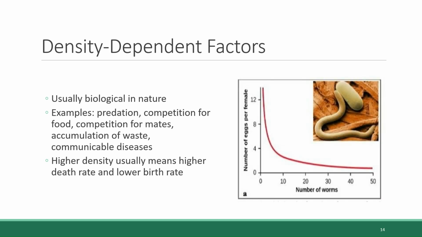Two concrete examples of density dependent factors in action can be seen here in these graphs. On the left is a graph pertaining to a parasitic worm called Ascaris lumbricoides. On this graph, you can see the number of worms on the horizontal x-axis and the number of eggs per female on the vertical y-axis. And you can see that the relationship between these two variables is that as the number of worms goes up, the female worms lay fewer and fewer eggs. This is because when resources are more scarce due to there being a more dense population, the female worms don't grow as large, and with a smaller body size, they aren't able to lay as many eggs. So that's density dependent factors.